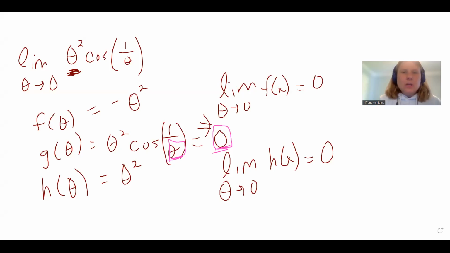Clear this out. So we said our period was going to be pi over 2.